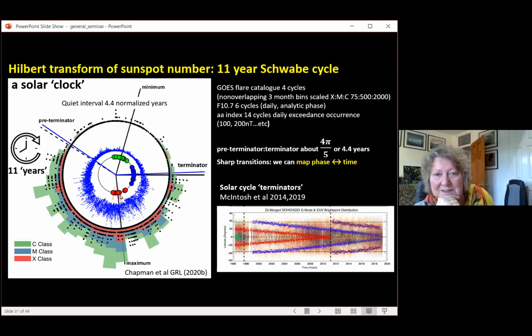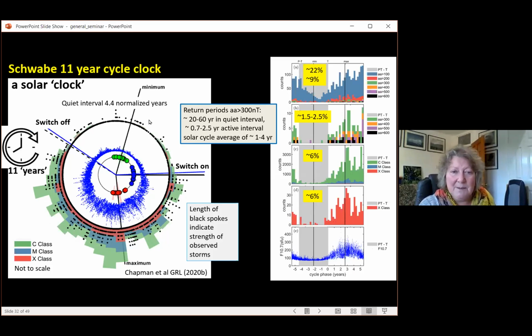Okay, so this is the idea of how you can talk about these things. Now, we want to put numbers on it a little bit. So if I unpack this, our phase is along the bottom here, and it's a normalized 11 years.